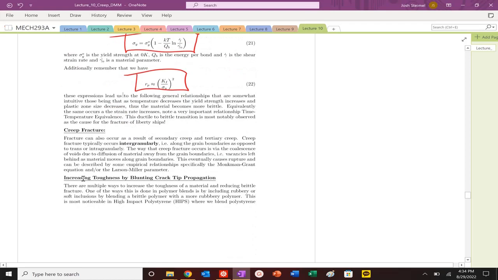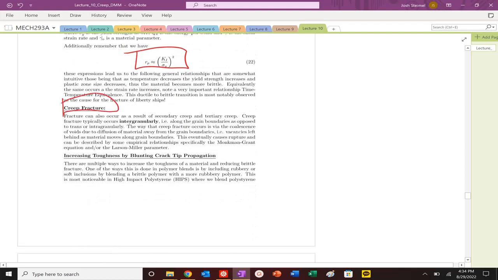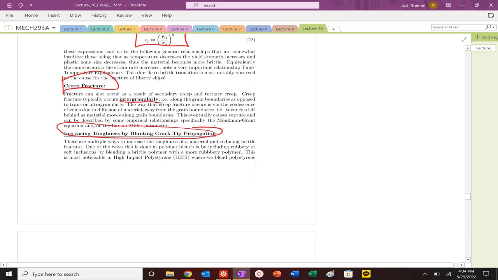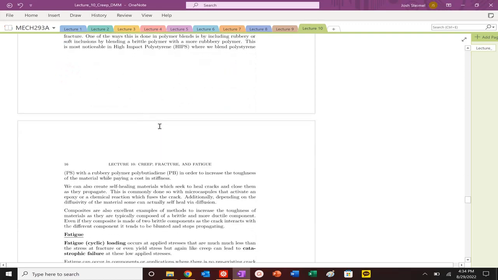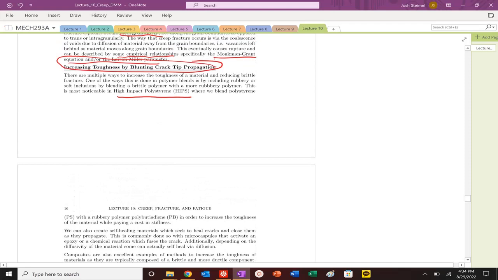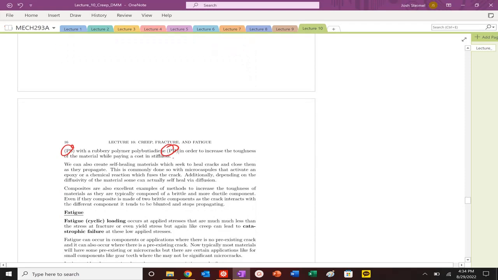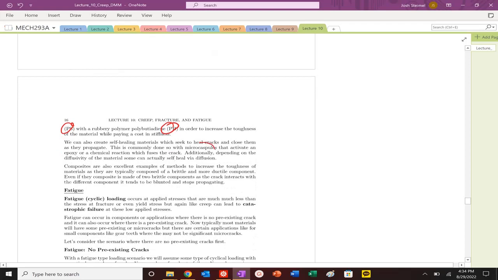So that can be very harmful, and it was very harmful in our Liberty ships. You can fracture via creep too, intergranularly. So typically, they'll fracture along those grain boundaries, and we could try to prevent the propagation of a crack by blunting that crack tip with inclusions or precipitate particles as well. So that is a way to increase the toughness of your material and try to avoid fracture and even self-heal if you have microcapsules.